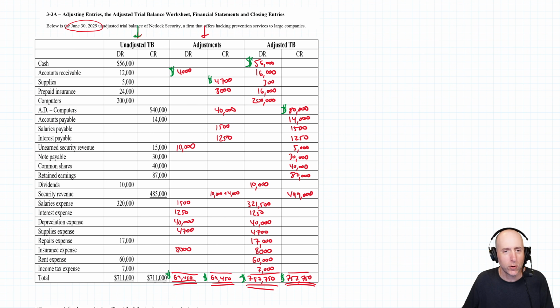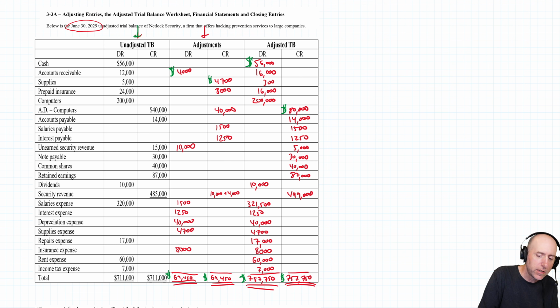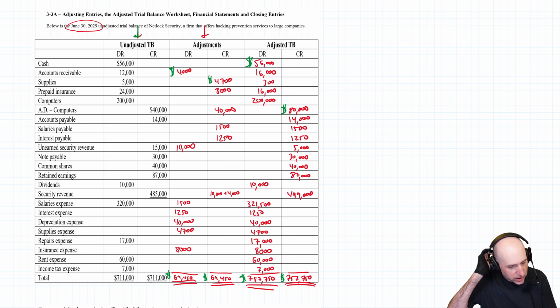Welcome back. In the first part of the video, we prepared adjusting journal entries for problem 3.3a. In the second part of the video, we went from our unadjusted trial balance to our adjusted trial balance, and now we're going to use our adjusted trial balance to prepare financial statements. We've got the information to prepare an income statement, statement of retained earnings, and a balance sheet, so let's get down to business.